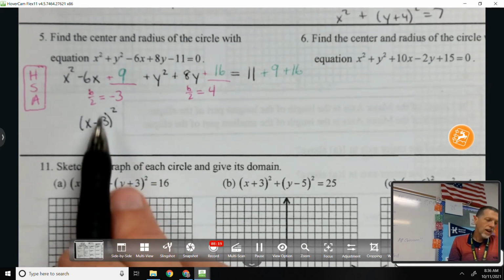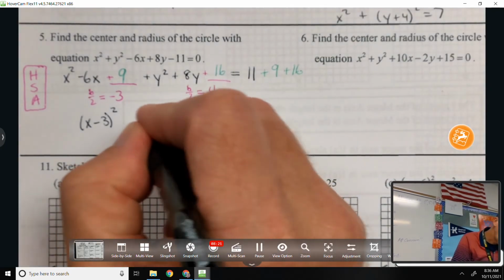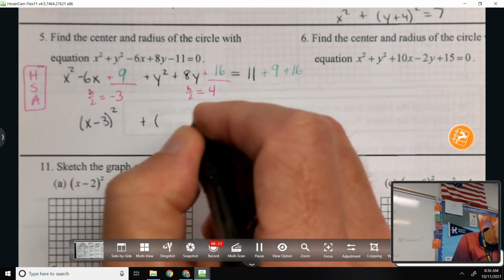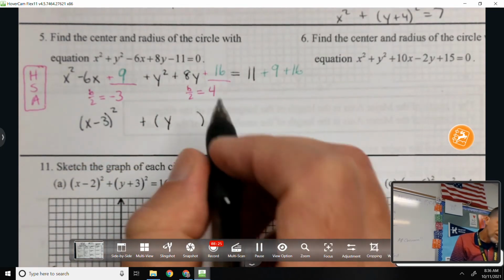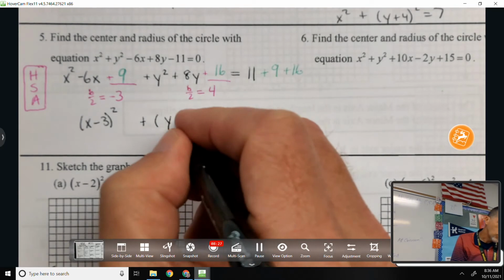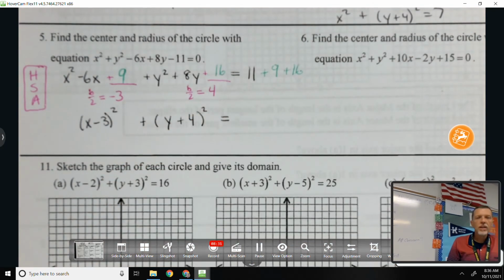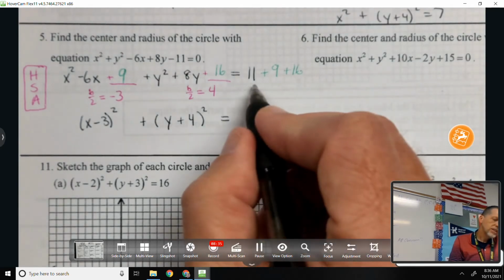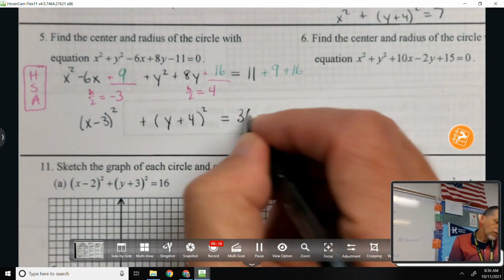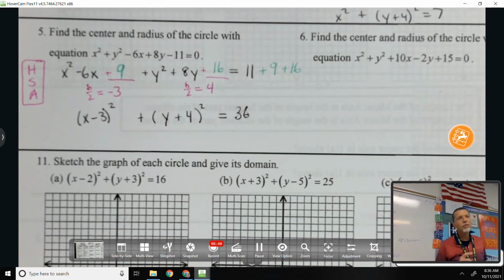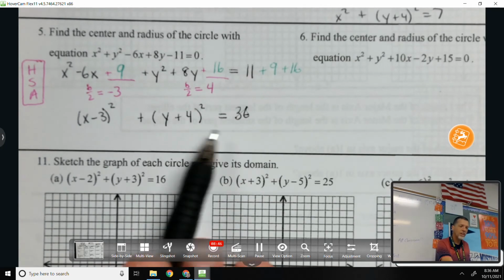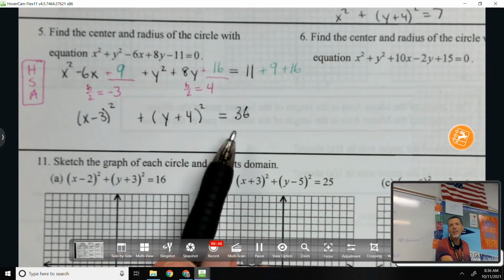So x minus 3 squared plus, let's see, b over 2 is 4, so y plus 4 squared equals 36. Oh yeah, if you really want to be smart, you could write it as 6 squared because you're going to need the 6 in a minute. So there's the equation that is more helpful. That's the standard form of the equation.